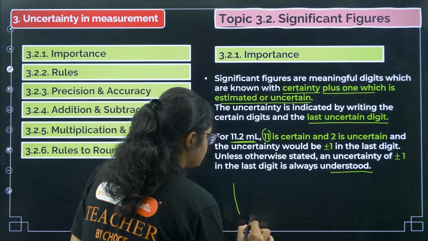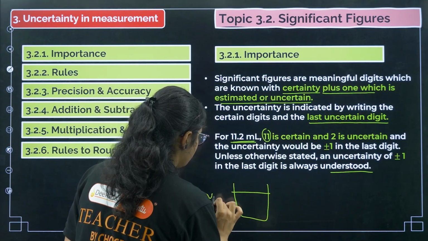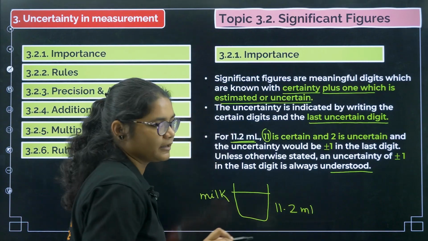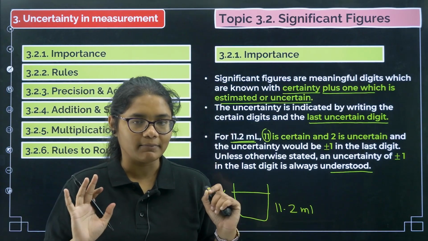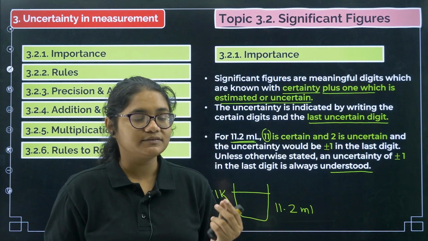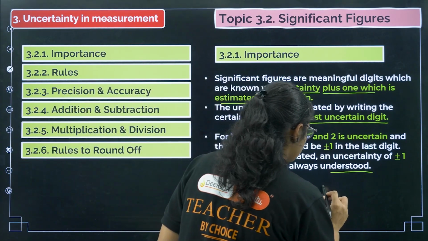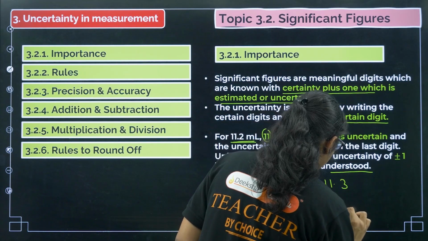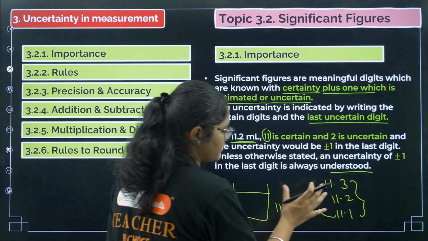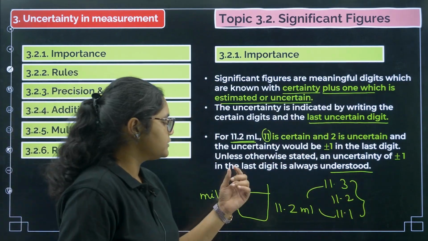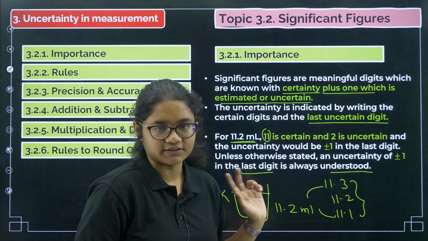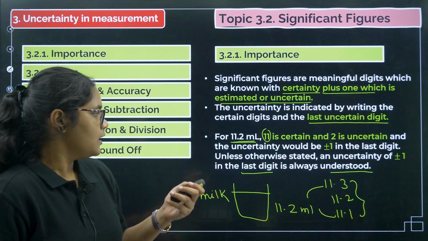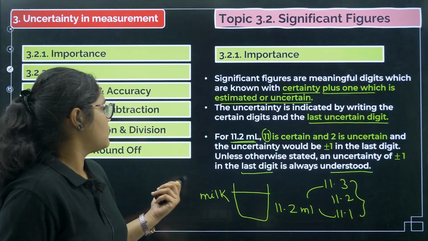So if I say that here some milk is there, and I measured it and it is 11.2 ml, but I am not sure about it, that means a person will understand that it can be 11.3, or 11.1, or 11.2. The value should lie in between these two. The uncertainty should always be plus or minus 1 of the last digit. The last digit is 2 here, plus or minus 1 of that 2. Okay, fine. So this is about understanding the importance.